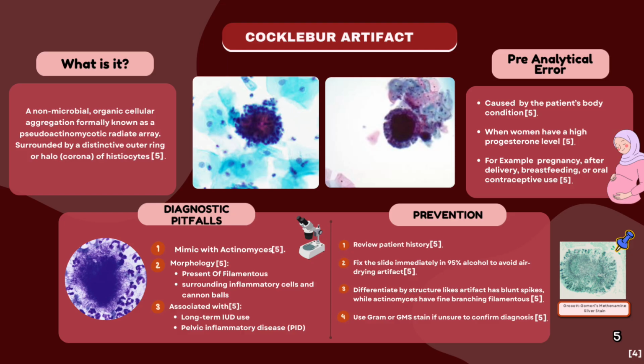The diagnostic pitfall: this artifact can mimic actinomyces, with morphology like the presence of filamentous surrounding inflammatory cells and cannonball, and is commonly associated with long-term IUD use and pelvic inflammatory disease. What can we do to avoid this artifact? First, we need to review patient history. Second, fix the slide immediately in 95% alcohol to avoid air drying artifact. Third, differentiate by structure: the artifact has plain spikes while actinomyces have fine branched filamentous. And lastly, we should use Gram or GMS stain to confirm the diagnosis.